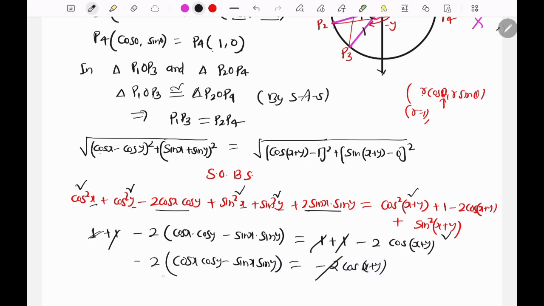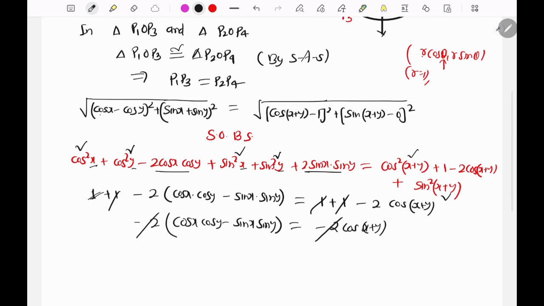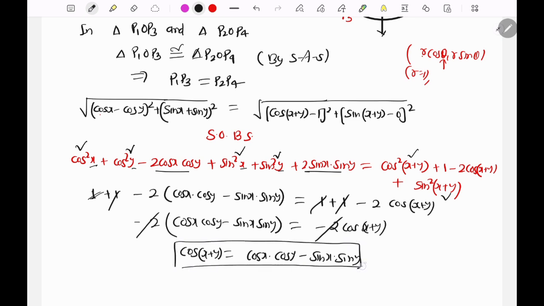So also the minus 2 cancels. So what are we getting? We are getting cos of x plus y equals cos x cos y minus sin x sin y. Okay, hence proved.